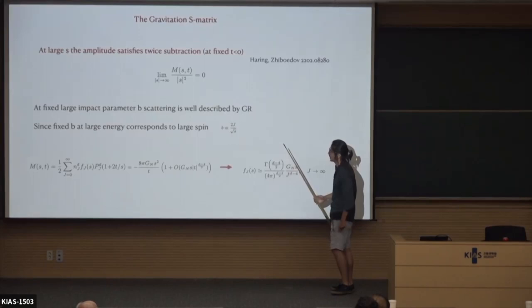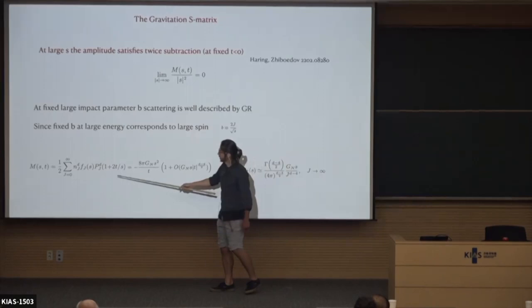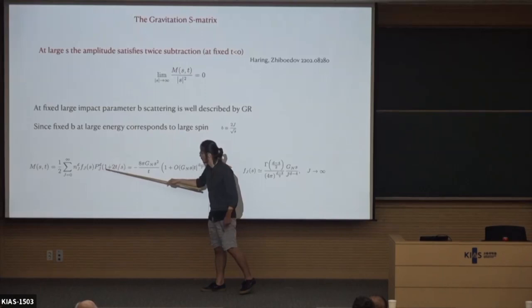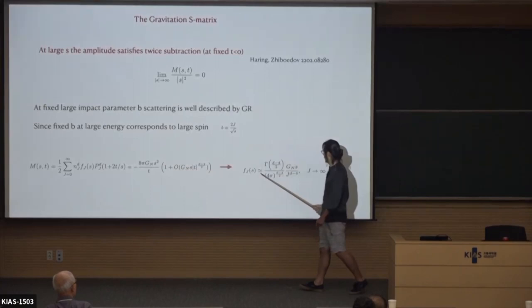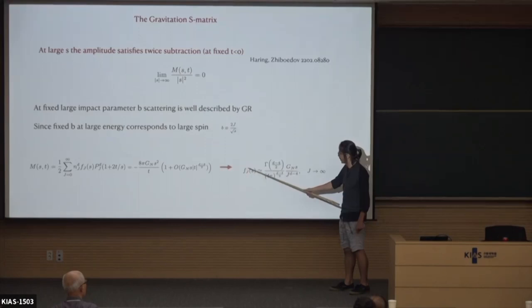So that means that if you go to fixed impact parameter, the high spin part of your partial wave must be able to reproduce the gravitational, the GR part. And from this, you can derive a bound directly. You can derive that the partial waves for your higher spin mode must take this particular form as J goes to infinity, at the high spin limit.